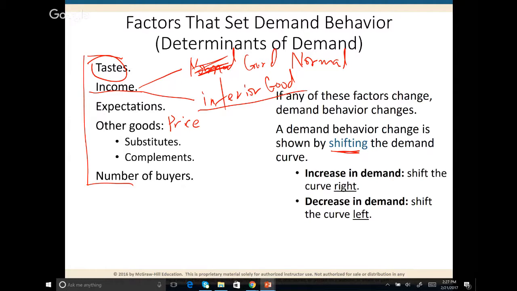And then vice versa, if you expect that tomorrow price is lower, then today I buy less. That's why nobody does their shopping the week before Black Friday. Right? Because if you expect Black Friday price is cheaper, then today I buy less, tomorrow I buy more.